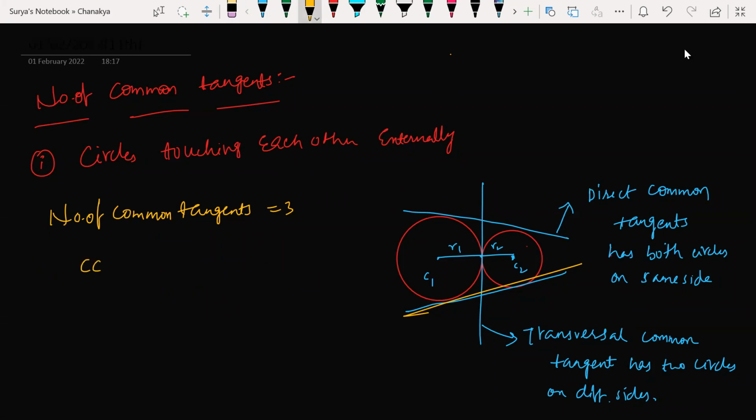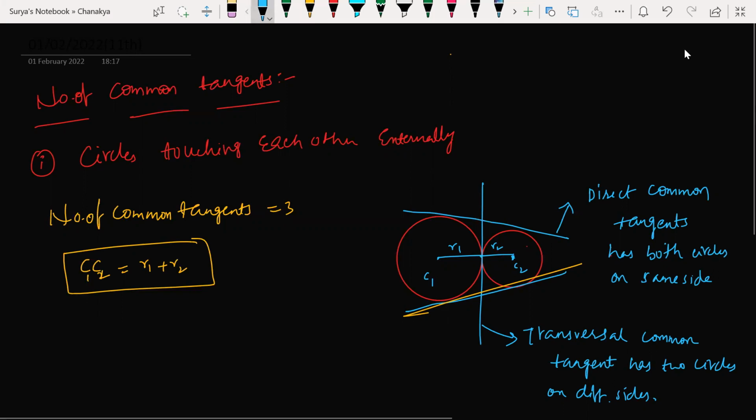Here can I say C1 C2 is equal to R1 plus R2. What is the condition? C1 C2 equals R1 plus R2. See here. Yes, sir. How did you get this? Common sense. Look at it here. The distance between C1 and C2 is nothing but R1 plus R2.